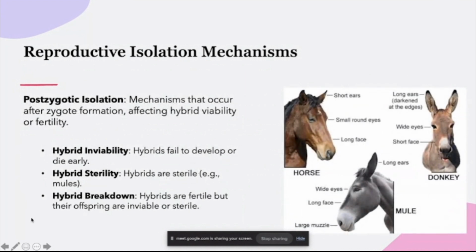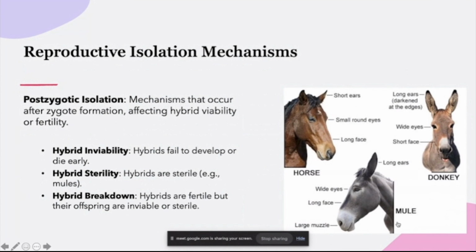Now, in postzygotic isolation, where the zygote is actually formed, what happens is once the zygote is formed, so they basically have the baby. It could be that this hybrid that is formed between these two different species may not be able to develop, and they may die early. So this is called hybrid inviability. Or it could be that their hybrid, their offspring, is surviving, but they are sterile, meaning that they are not able to mate and then reproduce.